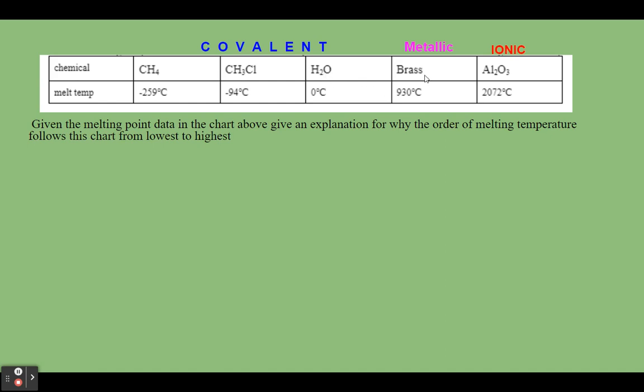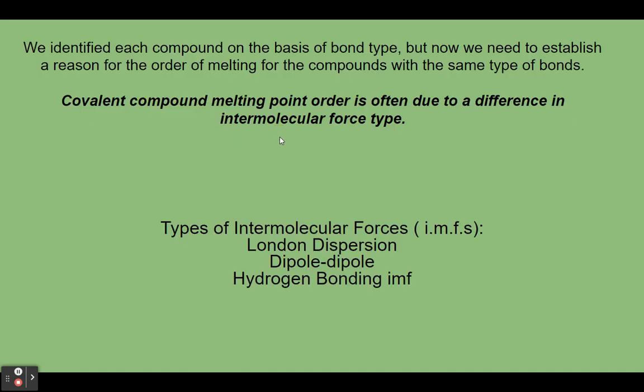Metallic have higher bond strengths than covalent, and ionic have even higher still. So broadly, I can determine melting point order by bond strength. But I have a little bit more discernment to do because I have three different compounds on the covalent end, so I need to understand why they melt in the order that they do. Since we identified each compound on the basis of bond type, now we need to establish a reason for the order of melting for the compounds with the same type of bonds.